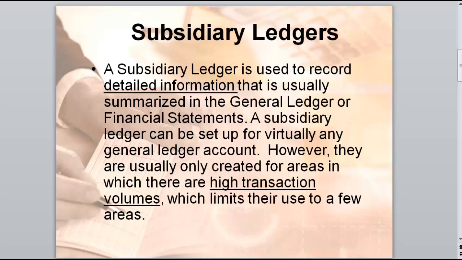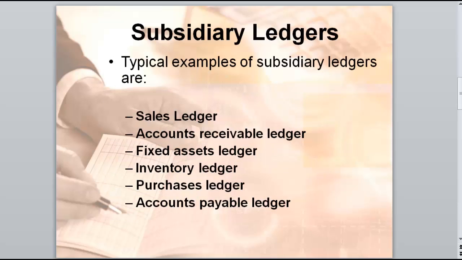It can be set up for virtually any account, but in most cases it's set up for accounts with a high transaction volume or where a lot of detail is needed. Some of the most common subsidiary accounts are set up for the sales ledger to track your sales, what kind of products are being sold. If you're running, say, a food company and you just have sales for the day, it'd be helpful to know how much you're selling of hot chocolate versus donuts versus cookies or whatever it is you're selling.